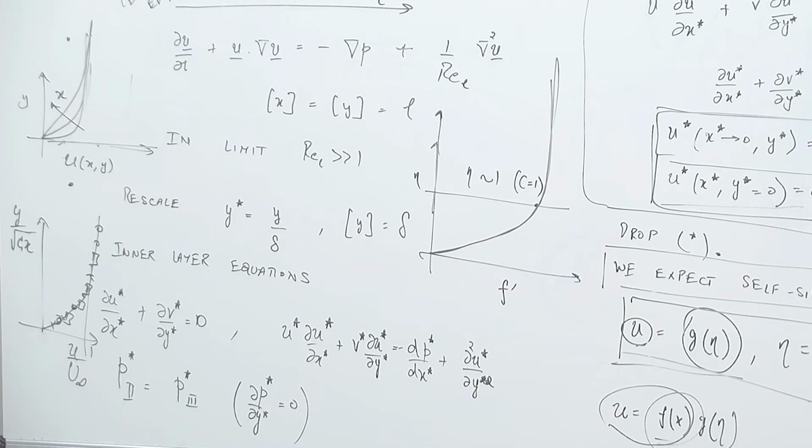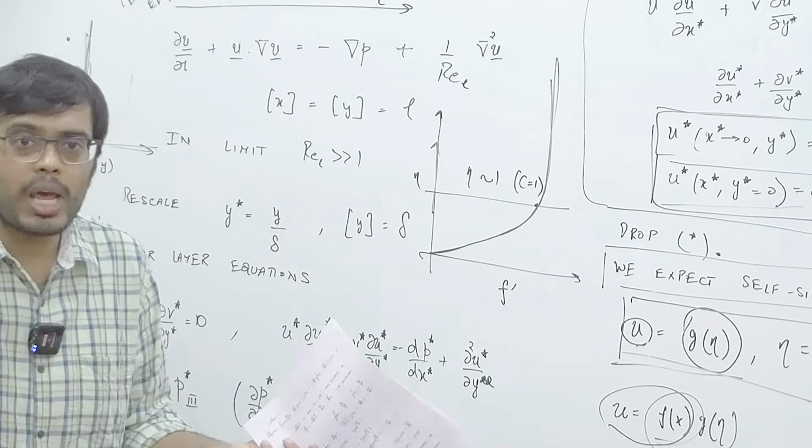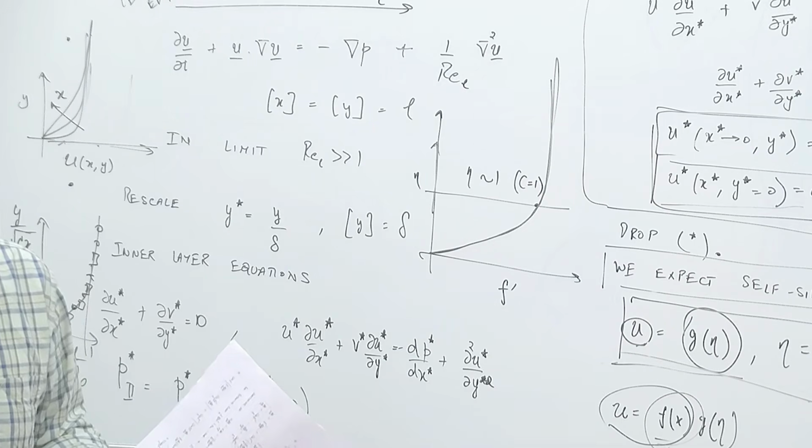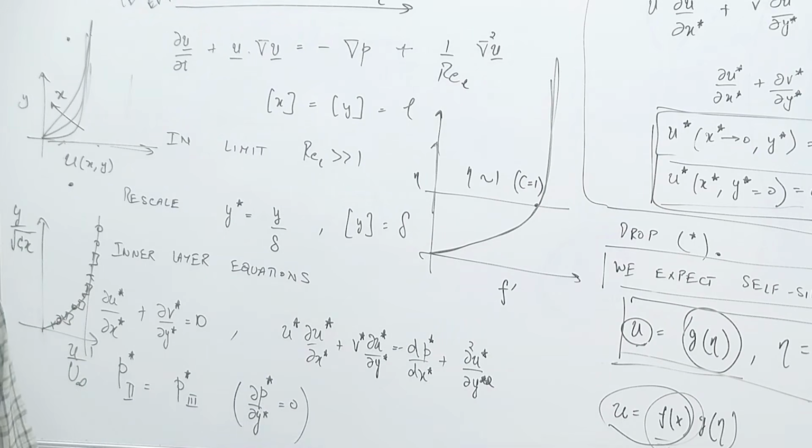And that is actually a very good experimental proof for your self similarity. Okay, that is a very good experimental proof for your self similarity when you are able to collapse your experimental data into a single curve. Okay, and that is useful.